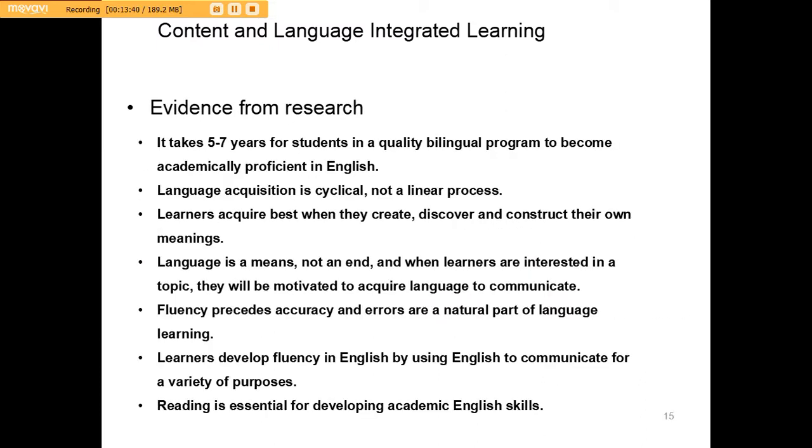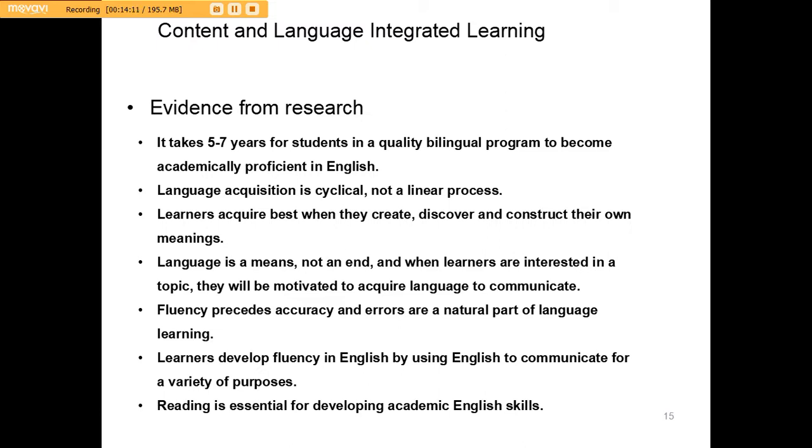So evidence from research. Well, the research today says that it takes 5 to 7 years for students in a quality bilingual program to become academically proficient in English. CLIL is connected more to acquisition, not language teaching as such. That's why we get confusion between CLIL and task-based learning. I've tried to dispel that confusion in this video. But acquisition is cyclical, it's not a linear process.